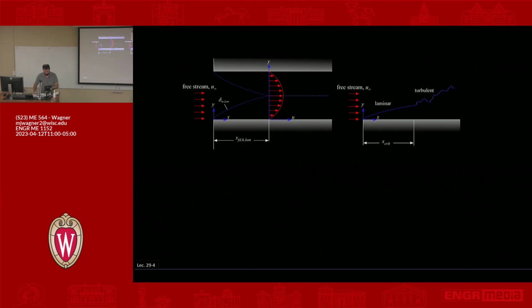That's what we call the x critical value, the transition point from laminar to turbulence, and we would estimate that. Let's write out our equations from the last slide. We said x_fd,h, and let me specify this is x_fd,h laminar, the point at which the laminar boundary layers would become merged, divided by d_h, is equal to 0.063 times the Reynolds number in terms of d_h.